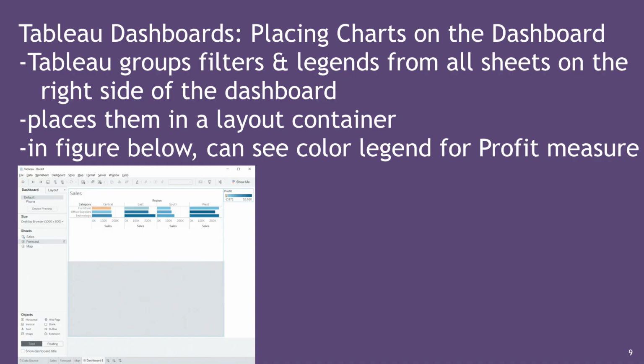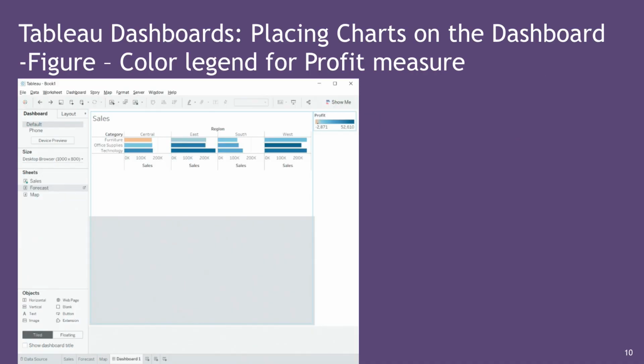Tableau groups filters and legends from all sheets on the right side of the dashboard, and then you see the profits there on the right. It places them in a layout container, and in the figure below you can see the color legend for the profit measure again on the right. This is a bit more zoomed in.